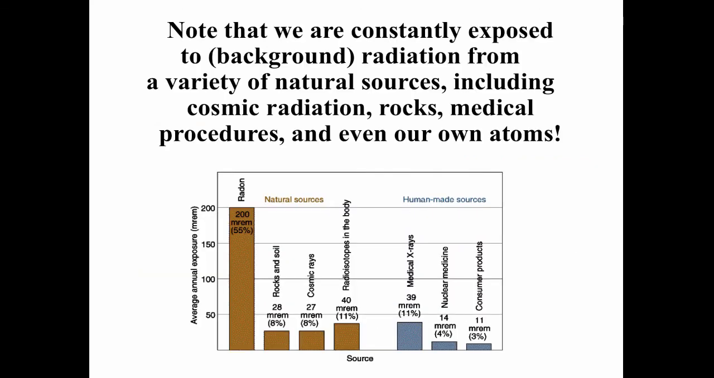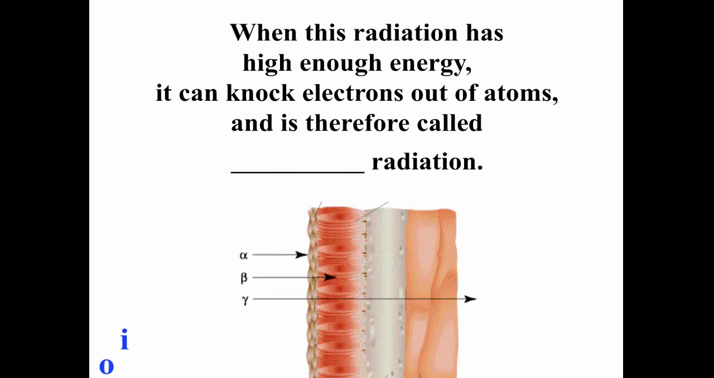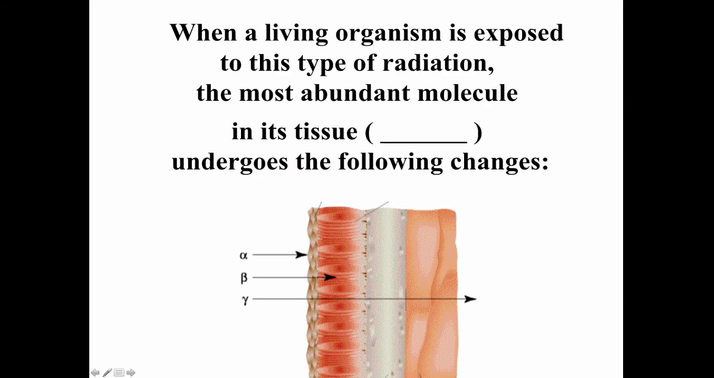All right. Last little bit of stuff here. Note that we're constantly exposed to background radiation from all kinds of things: cosmic radiation, rocks, medical procedures, and we even have our own atoms, some of which are radioactive. Now, this can be a problem because if radiation has enough energy, it can knock electrons out of atoms, and in fact, it could even break bonds. Radiation that has enough energy to knock electrons out of atoms is called ionizing radiation because it ionizes things.